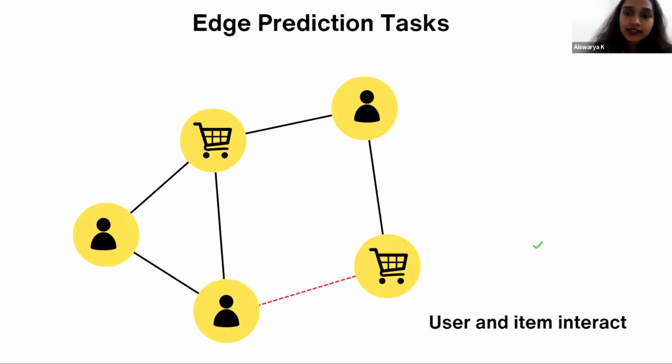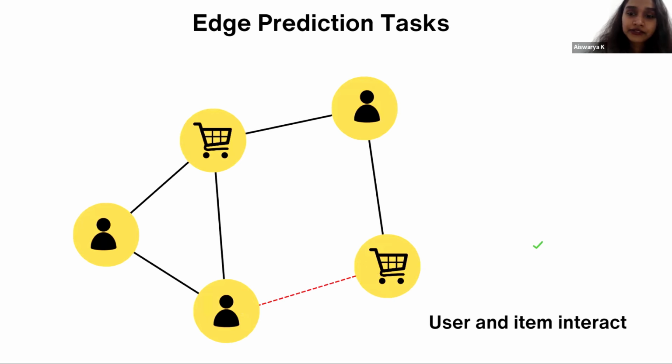Now, edge prediction task is an example of edge level task. If we have an e-commerce platform with users and items, there are edges between a few users and a few items. And here we don't have an edge. So if we can predict the probability of formation of an edge here, we can say whether this user and this item will interact. So if the user clicks on the product, then we can recommend advertisements and we can recommend that product to that particular user. So this is an example of an edge level task.